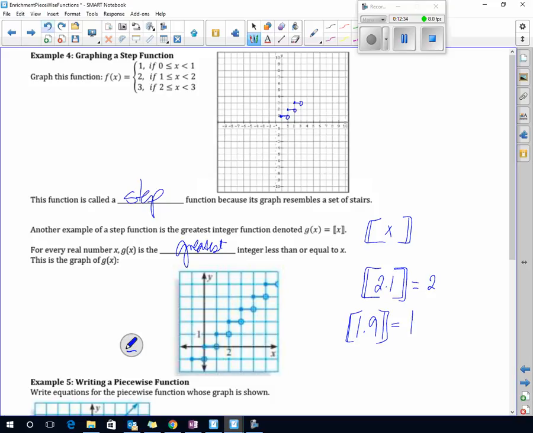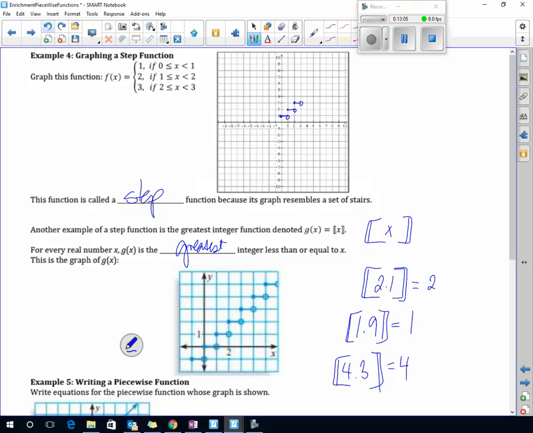So what's another one? Let's see here. Let's do 4.3. So 1, 2, 3, 4. 4.3 is about there. So then it's say about there. What would that be? 4. It's the greatest integer less than or equal to that. Okay?